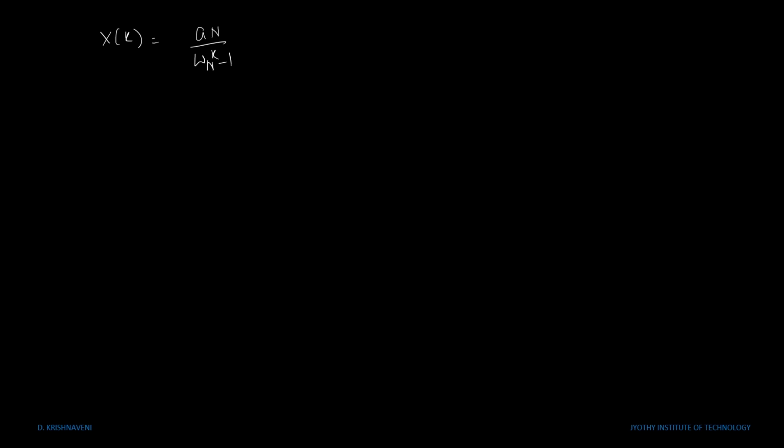Now here we have to once again check whether the denominator becomes 0 for any condition of k. So we know that for k equal to 0, W_N to the power of k will become 1, so that the denominator becomes 0. So this result is for k not equal to 0. But if k equal to 0, then what do we have to do? We have to substitute this condition in our original formula.